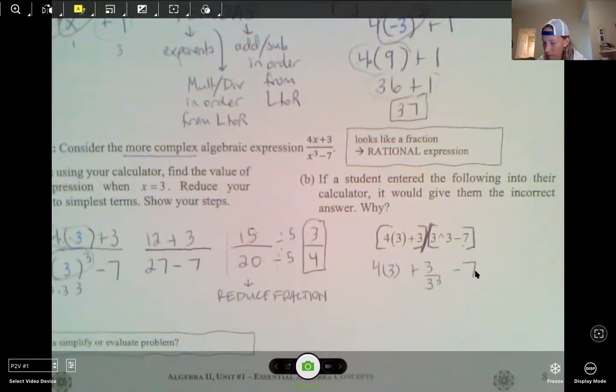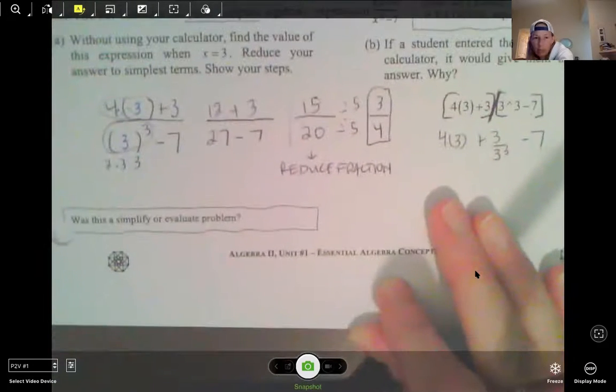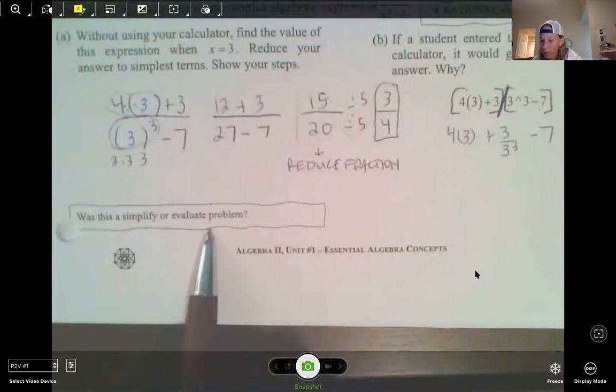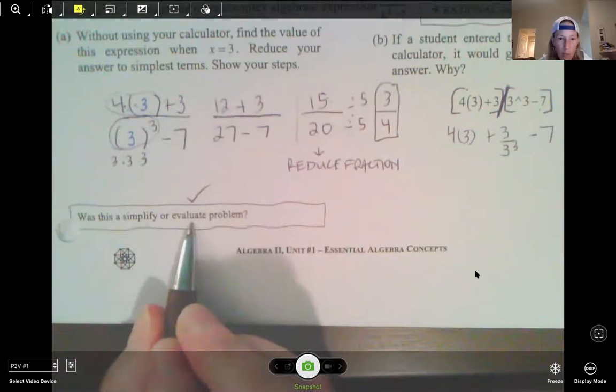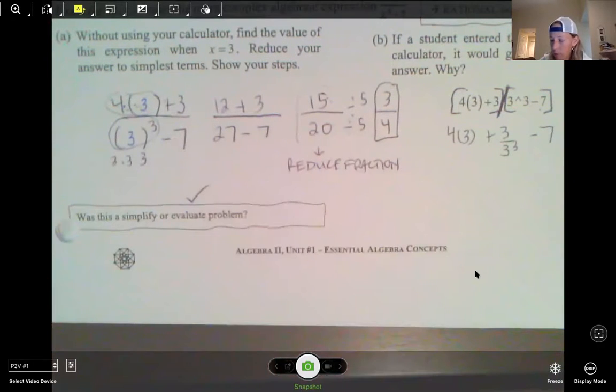And then the last part down here just asked if this was a simplify or evaluate problem. And hopefully we say evaluate since we actually plugged a number in for X and got a number answer.